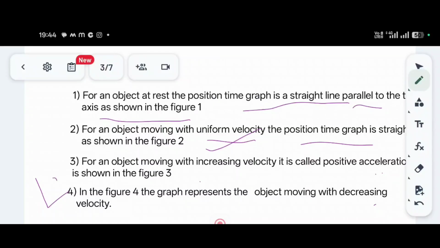For example, from a certain height, if a body is thrown downwards, it will have decreasing velocity. Okay, let us now go to the next slide.